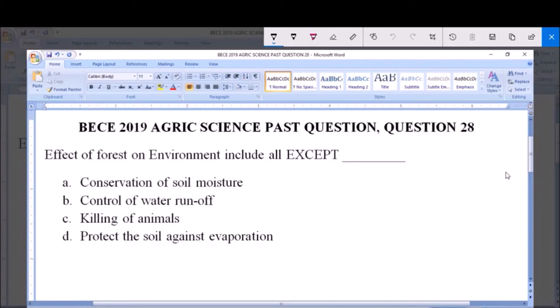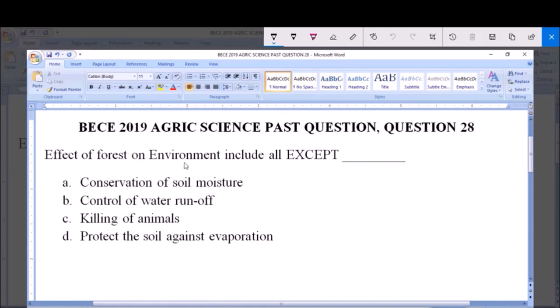Effects of forest on environments include all except dash. A, conservation of soil moisture. B, control of water runoff. C, killing of animals. And D, protect the soil against evaporation. So basically we are asked to pick an option which is not an effect of forest on the environment.